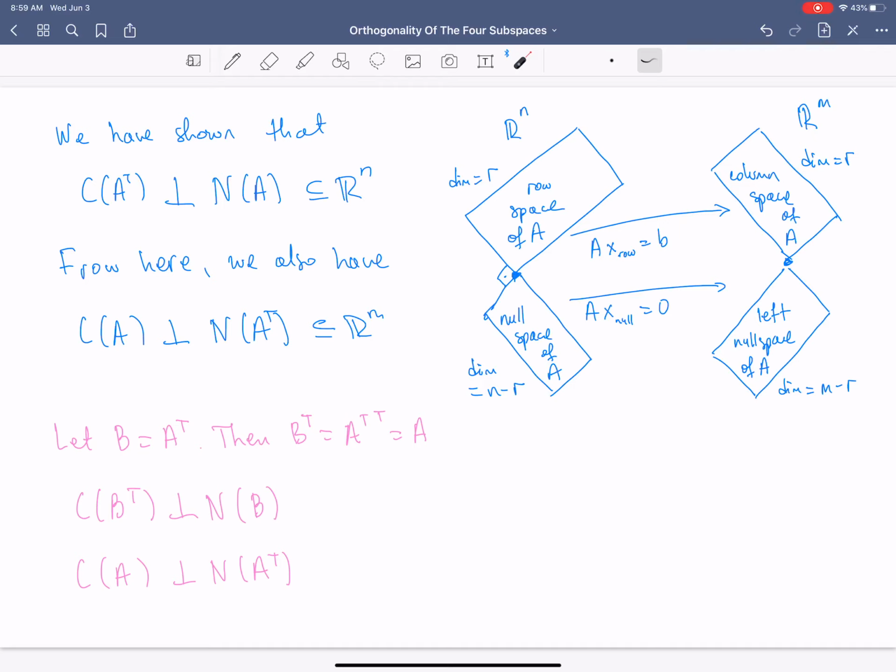Now, I should mention here, I could take x equal to 0 because 0 is both in the row space and in the null space. But if I take a non-zero x in the row space of A, I'm going to get a non-zero b in the column space of A. So we see that multiplication by A transforms the row space into the column space, and it transforms the entire null space into 0.